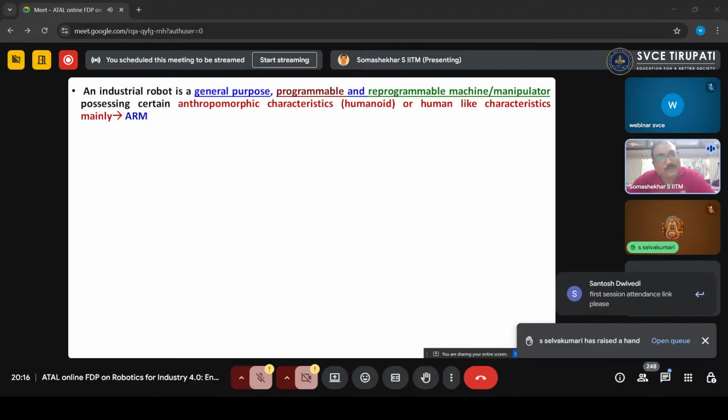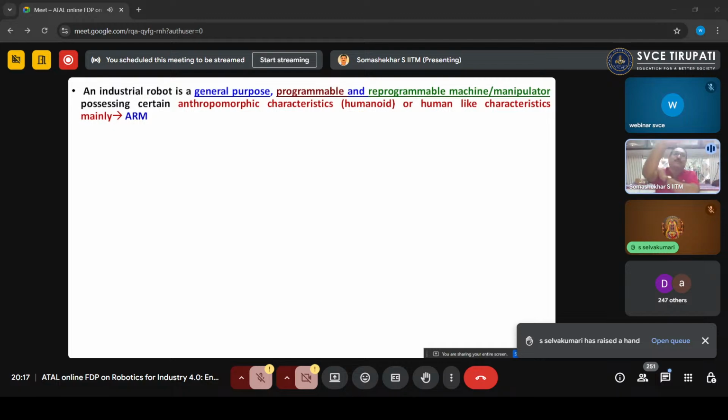An industrial robot, as we know, is a general purpose, programmable and reprogrammable machine or manipulator possessing certain anthropomorphic characteristics. Why am I saying certain anthropomorphic characteristics? The robots you see in cinema movies are exaggerated, by attaching many anthropomorphic characteristics to the robot, but they are not all robots. To overcome this confusion in the minds of the people, the industrial robot is defined as a general purpose, programmable and reprogrammable machine or manipulator possessing certain anthropomorphic or humanoid characteristics, like your arm.